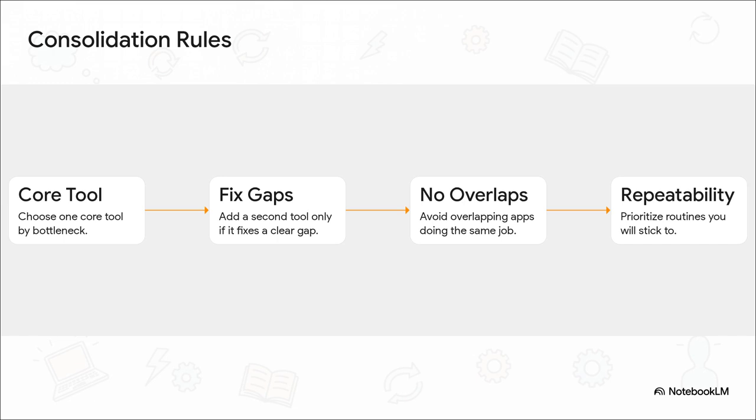Step 1. Choose one core tool based on your biggest bottleneck. Step 2. Add a second tool only if it fixes a very clear, glaring gap. Step 3. Strictly avoid overlapping apps. Don't use 3 different tools that all do 80% of the same job. And Step 4, above all, prioritize repeatability. The best tech stack is simply the one you'll actually stick to when midterms get stressful.